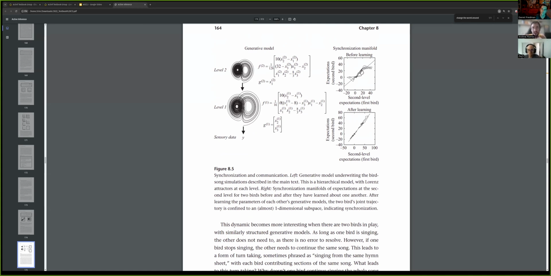But then after learning, there is synchronization, where the y-axis is the second bird and the x-axis is the first bird, and it looks like a linear, positive correlation. But what's interesting to me is that the value range on the X and Y axes are much larger in the second graph.